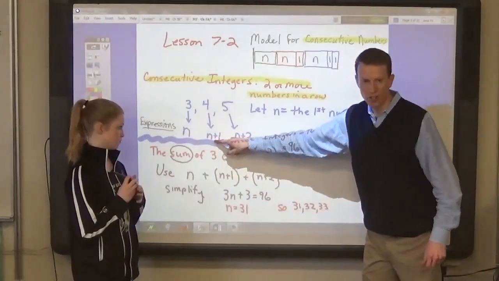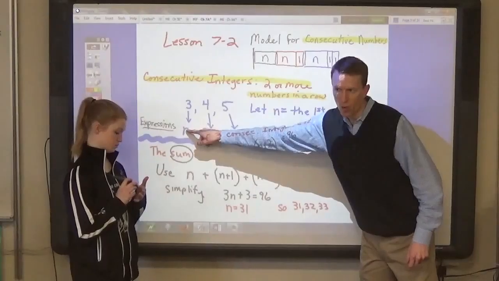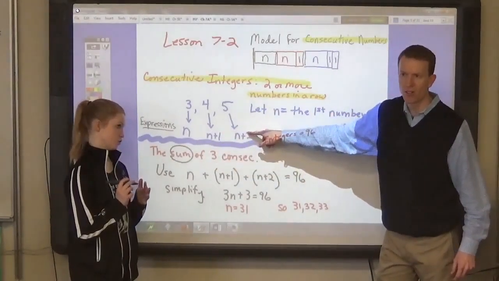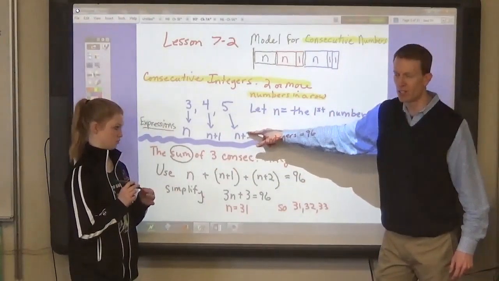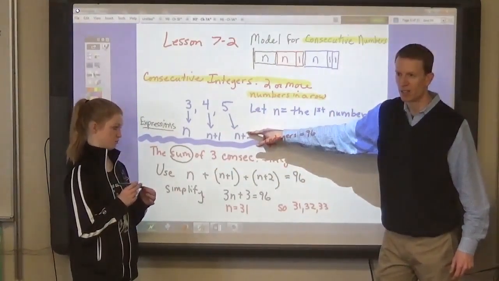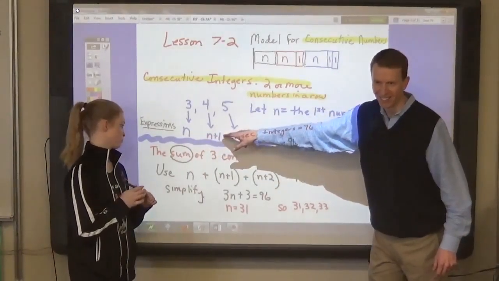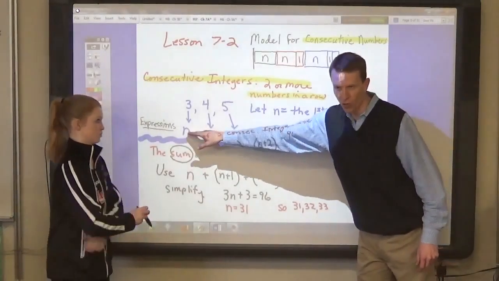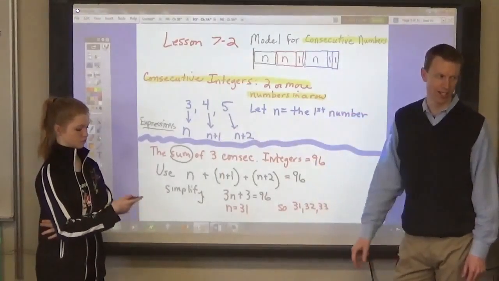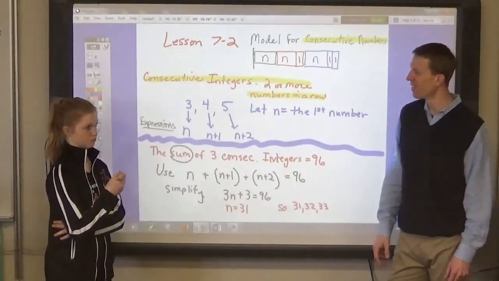31 plus 1 is 32. 31 plus 2 is 33. That's how we get the consecutive integers. Oh, I'm sorry, I said 31 plus 1 is 31. 31 plus 1 is 32, and 31 plus 2 is 33. Okay? Thank you, Leslie.